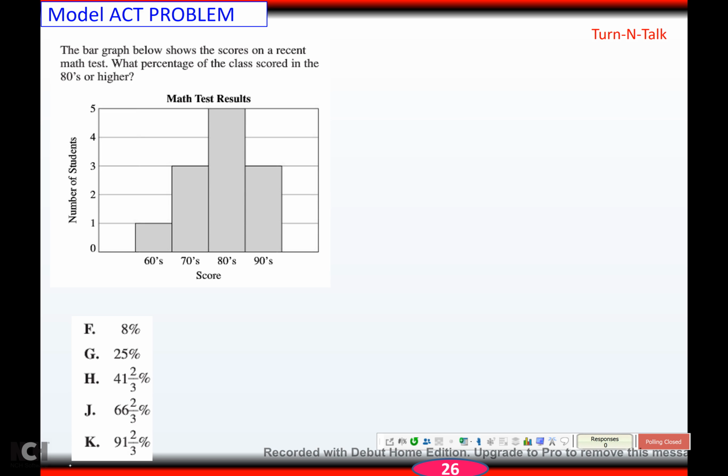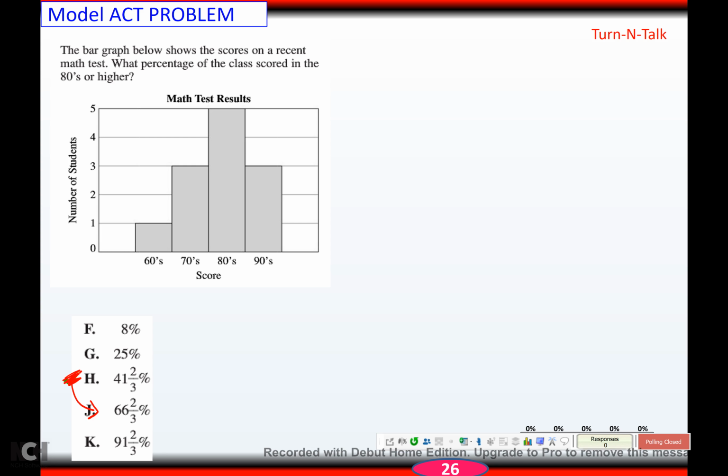Okay? Alright, try this one. Hit pause. Come back when you're ready. And it should be this one, sorry. My arrow was in the wrong spot. I meant to fix that and I forgot. Okay, your answer is J.